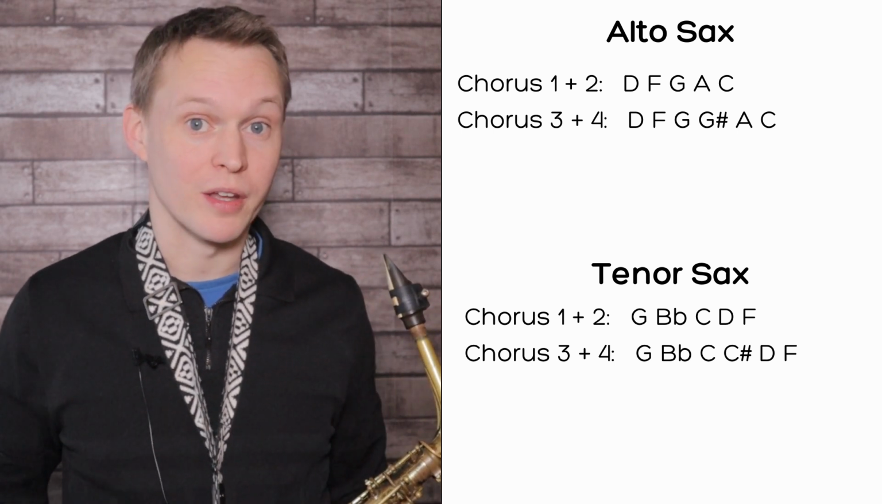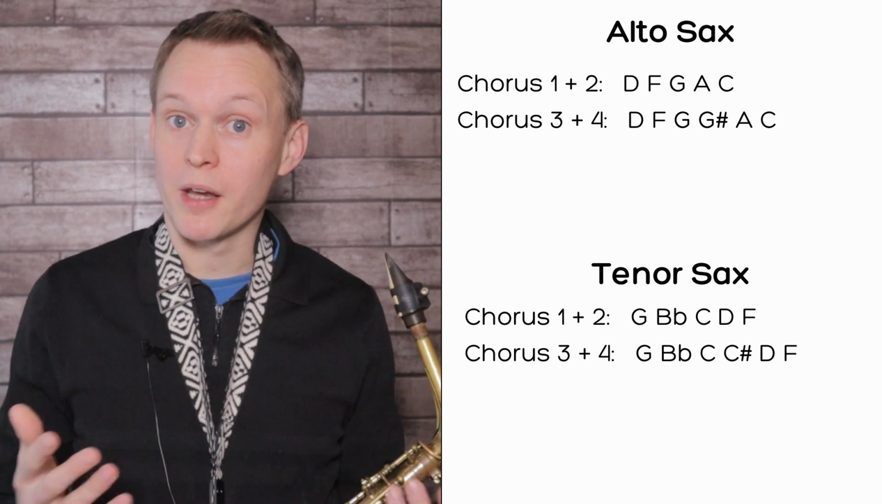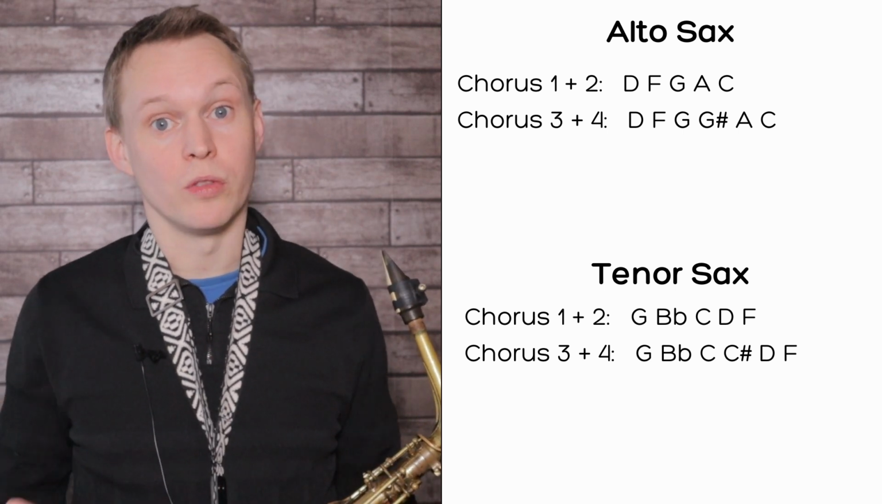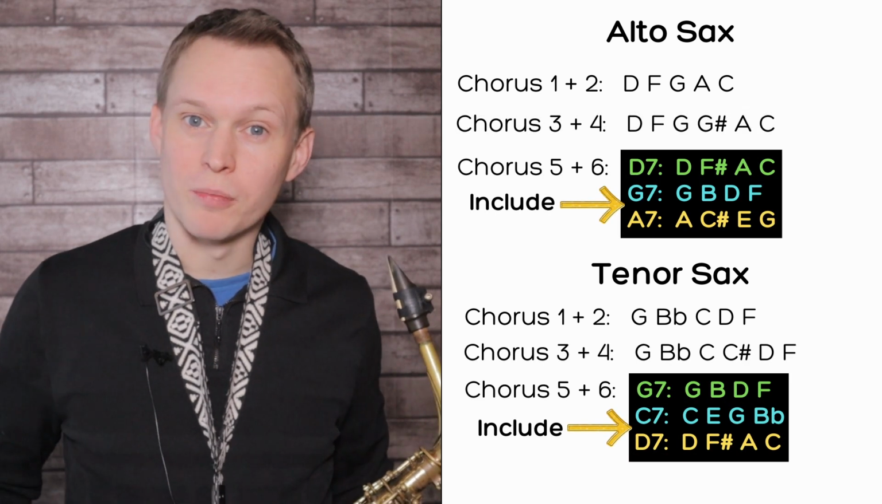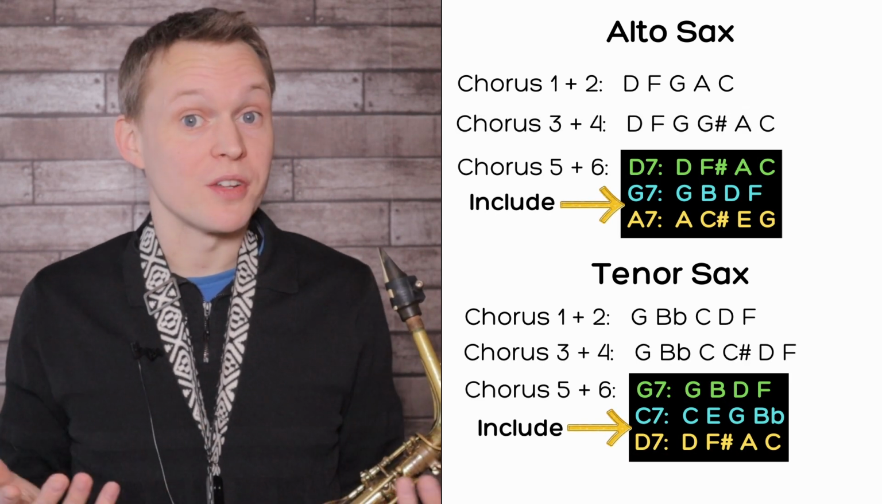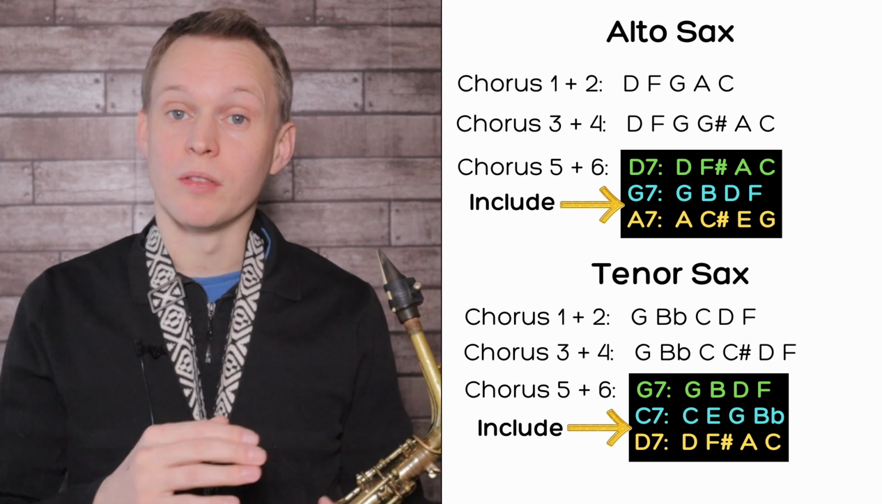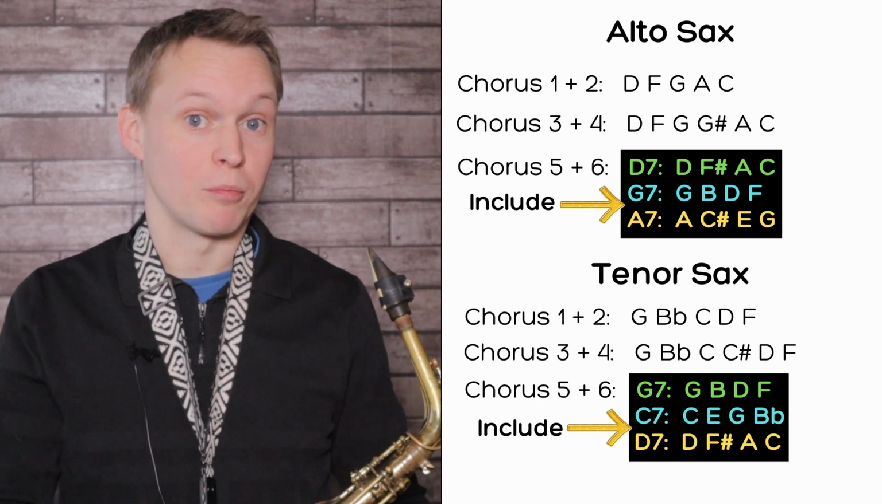That's the flattened 5th. When you add that note into your minor pentatonic scale, you get something called the blues scale, or sometimes known as the minor blues scale. For the final 2 choruses of the blues, I start to include some more advanced improvising concepts, like using the chord tones and some chromatic approach notes.